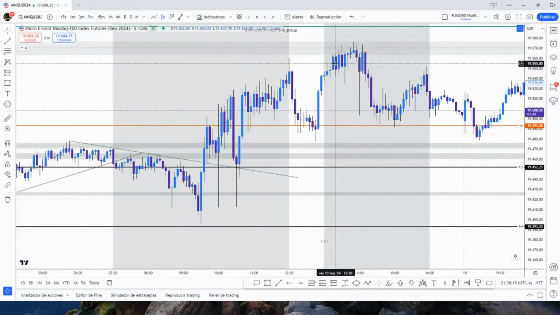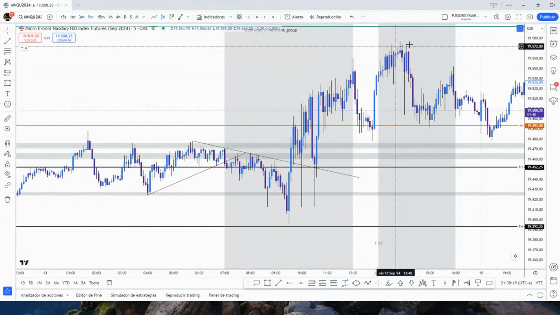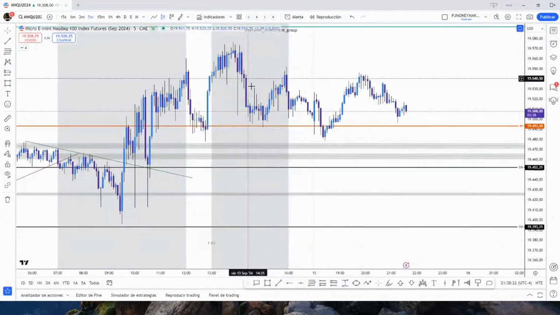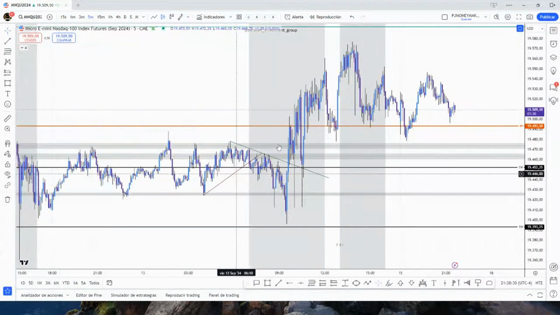We got the zone here. I don't know where that zone came from. This is the zone right there. And look at where the market is now. You see how you do pure price action, family. Pure price action. So in this, I leave you with that.